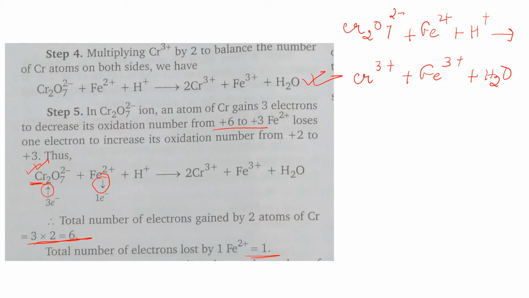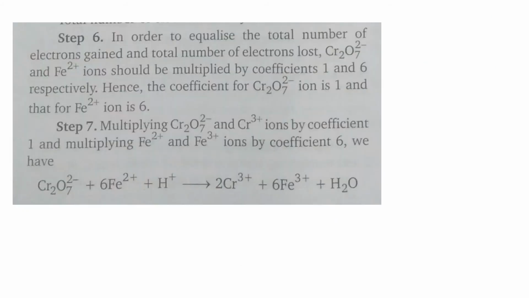So my coefficient is, that means I have to multiply chromium by 1 and iron by 6. After multiplying, what am I getting? I am getting this: Cr2O7 2-, because I multiply it by 1, and iron I multiply by 6, so it is 6Fe2+. Hydrogen is as it is. Now this, multiplied by 1, is 2Cr3+ as it is. This iron is multiplied by 6, so 6Fe3+ and H2O. That means I have balanced chromium and iron.